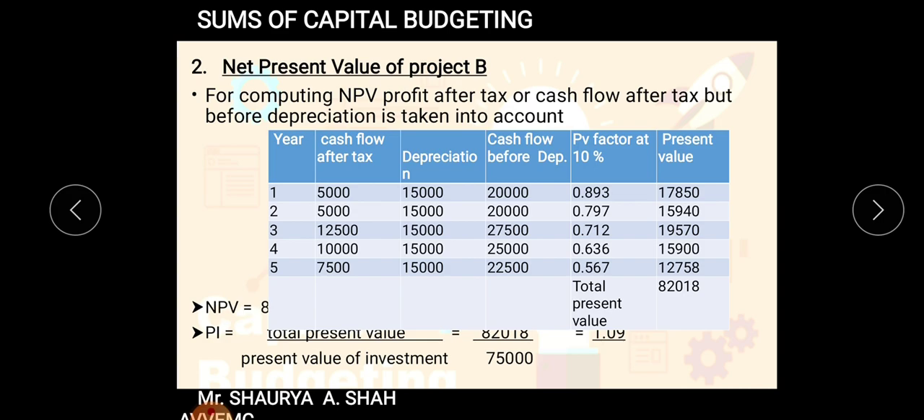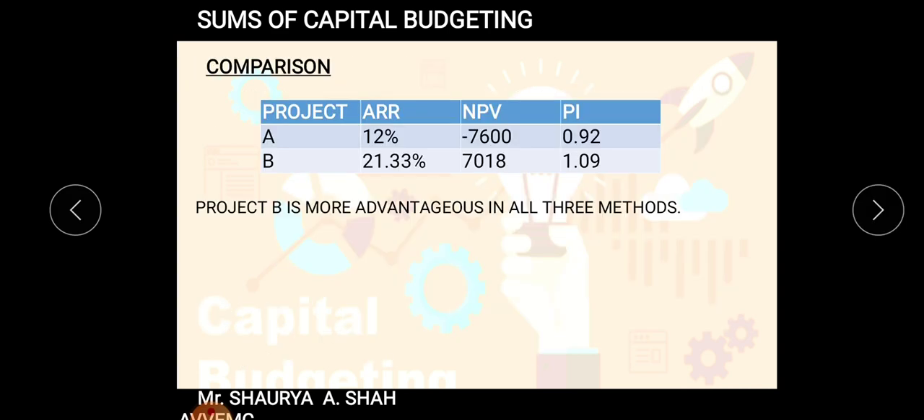The more sums you solve, the more practice you do, the more efficiently you can score the marks. Fine, I hope it is clear. Now we'll see one comparison for giving a final answer. What has been asked in the sum is which project is advantageous according to all the three methods.